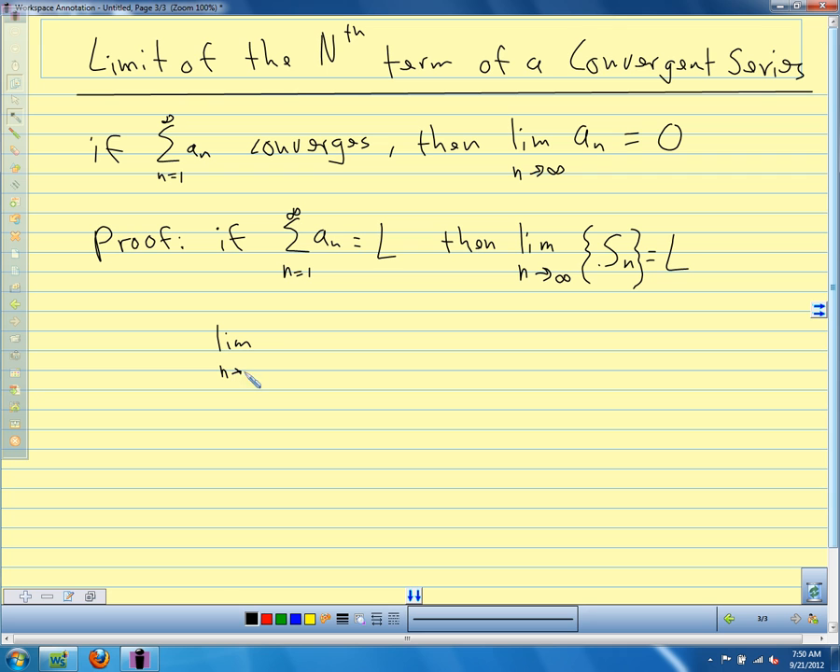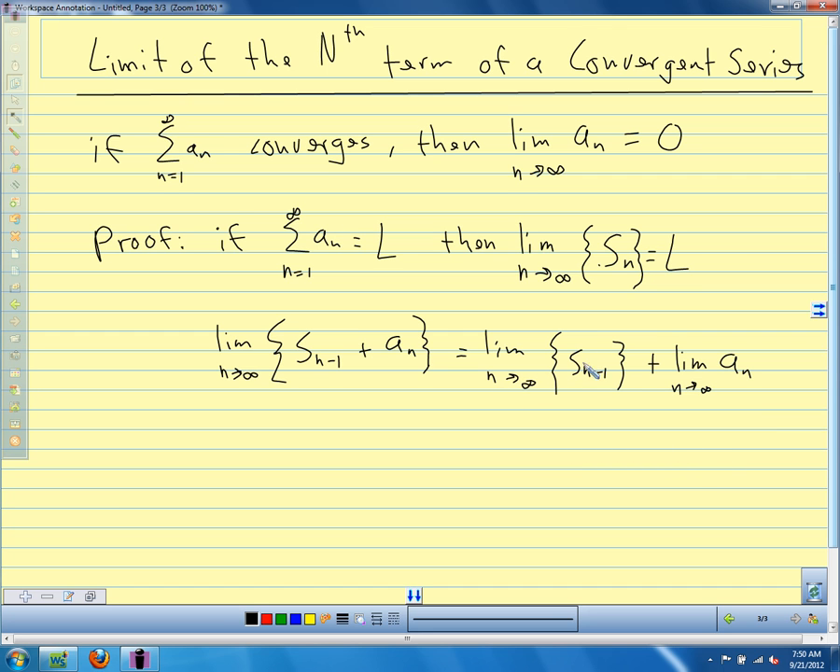I'm going to rewrite this limit as the limit as n approaches infinity of S sub n minus 1 plus my nth term. So I'm just taking one term out of this sequence of partial sums, and then I'm adding this nth term back on. Now I'm going to separate this using our properties. This is the limit as n approaches infinity of my n minus first partial sum plus the limit as n approaches infinity of a sub n.